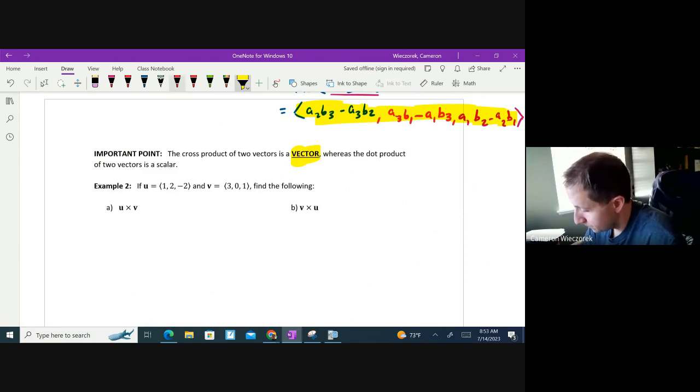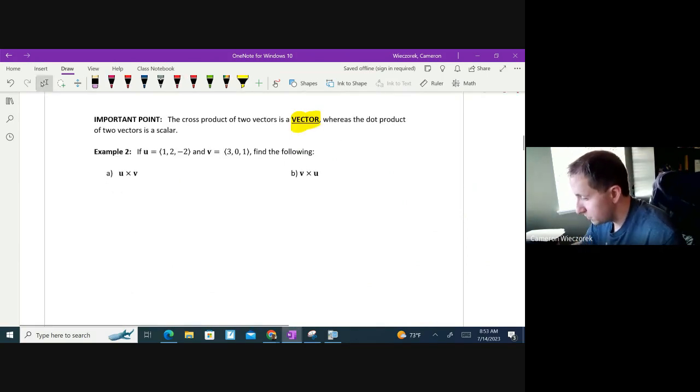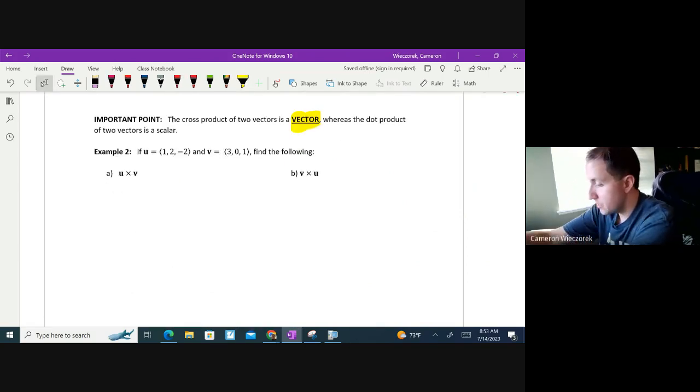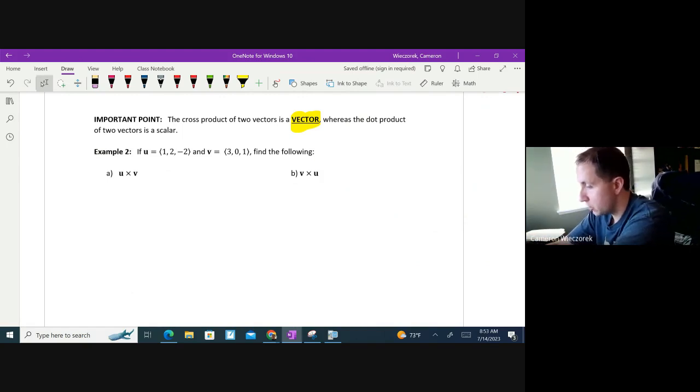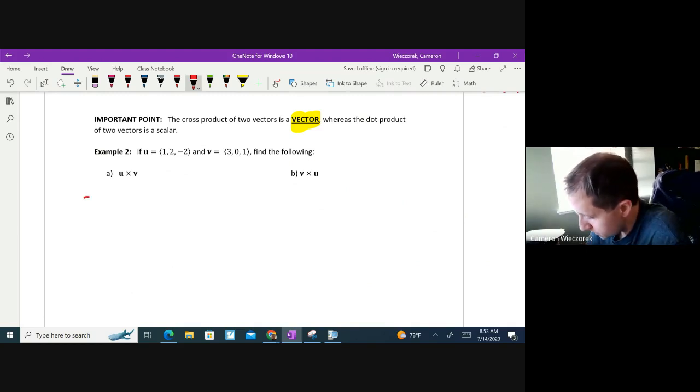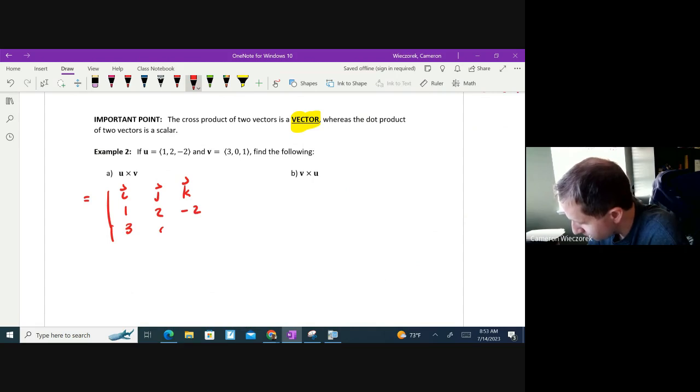So let's compute one. If u is 1, 2, negative 2, and v is 3, 0, 1, let's find u cross v, and let's find v cross u. That's how we read it. So I'm going to set this up, i, j, k. I'm going to put u in the second row because that was listed first, and I'm going to put v in the third row because that was listed second.